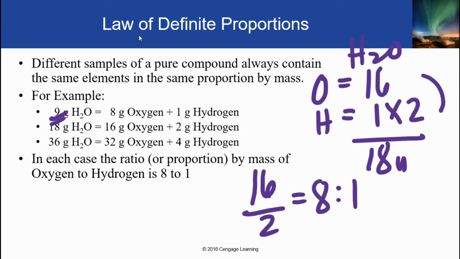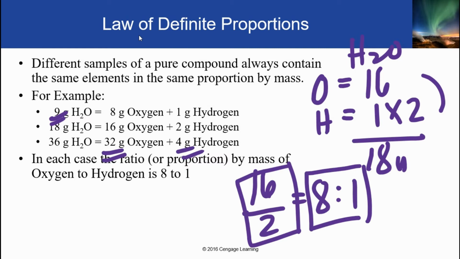Pag ginawa naman natin 18, okay, 16 grams oxygen, 2 grams yung hydrogen. So, ito yun. Pag ginawa naman natin 36, we will have 32 grams of oxygen and 4 grams of hydrogen. So, that means, in every case, we will always have the proportion, or the ratio, of 8:1. So, yun yung sinasabi ng law of definite proportion.